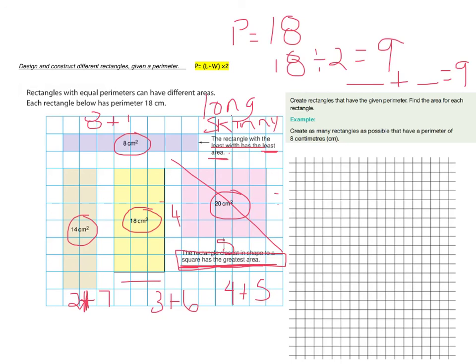On some grid paper, I would like you to find and create as many rectangles that have a perimeter of 8. Once you've found all of the possible rectangles, not leaving any out, find the area of each one. Tell me which one's going to have the largest area and which one's going to have the smallest area. So you're creating all the possible rectangles that have a perimeter of 8, finding the area of each, telling me which is the largest and which is the smallest. Press pause and go ahead and do that now.